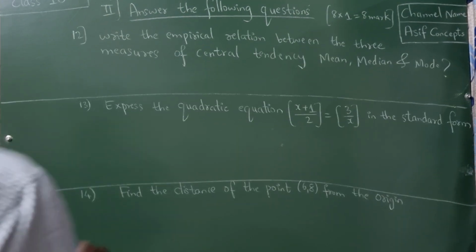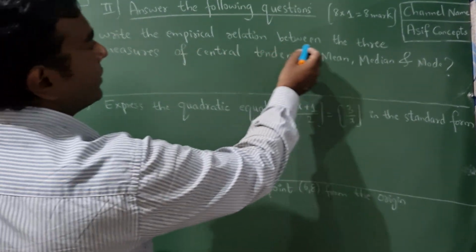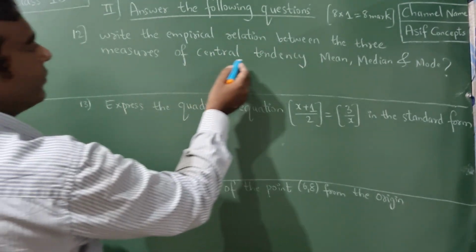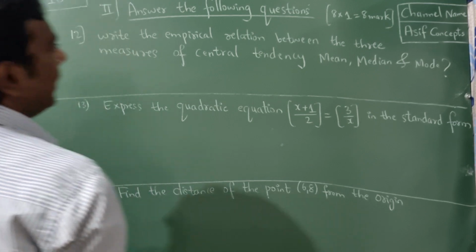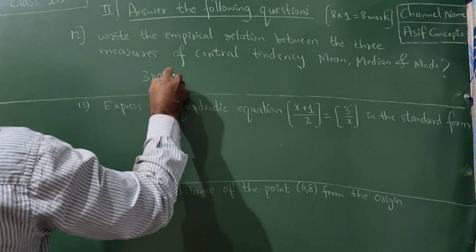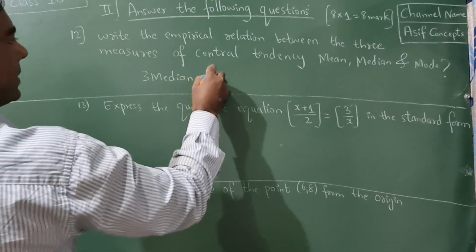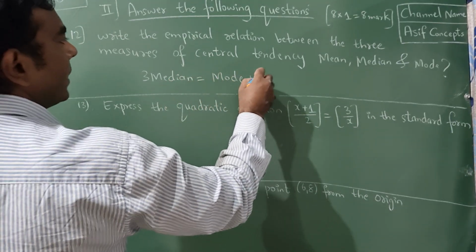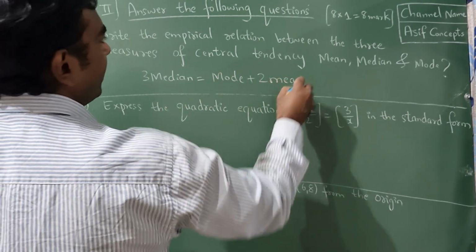Now 12th question. Write the empirical relation between the three measures of the central tendency: mean, median and mode. So for this the answer is 3 median is equal to mode plus 2 mean.